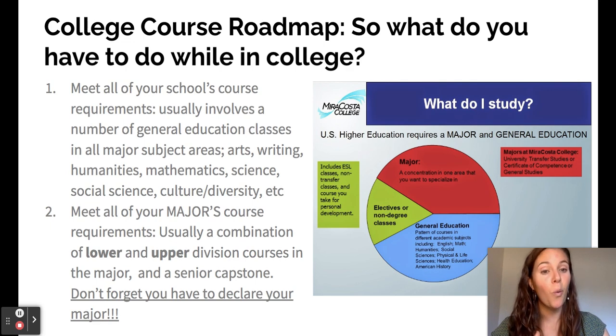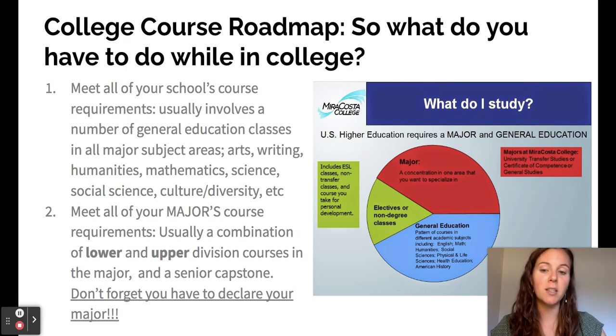One thing to note while you're in school is that your school is not going to know what major you want to be in unless you declare your major. So once you have completed most of your general education requirements and your lower division major requirements, you can go to your department office and declare your major so that they know that you want to have a bachelor's degree, or if you're at community college, an associate's degree in a specific subject.